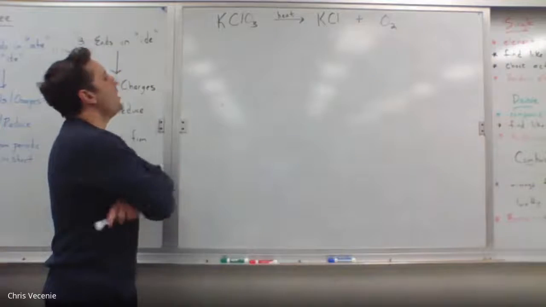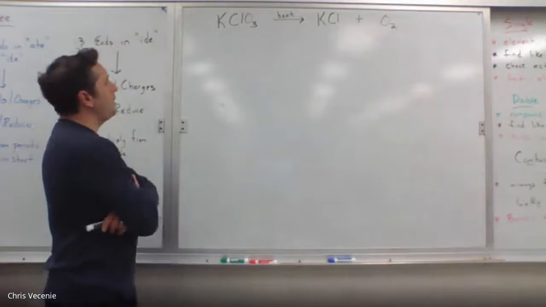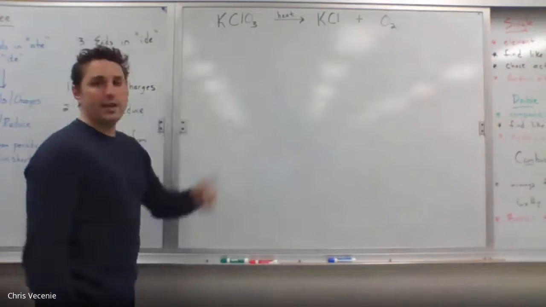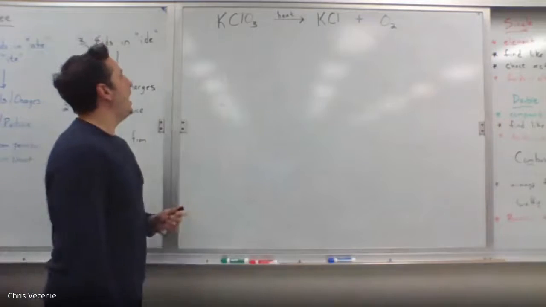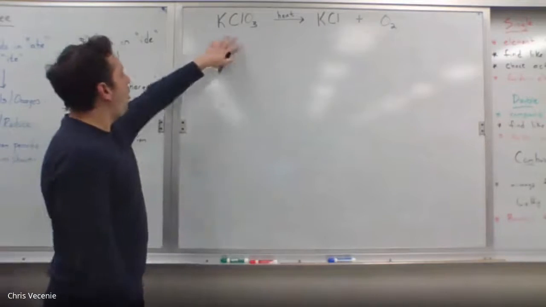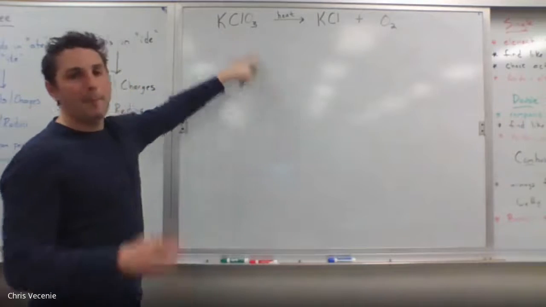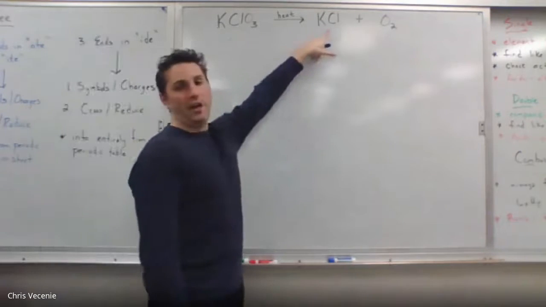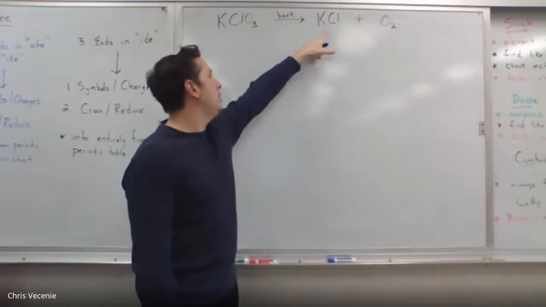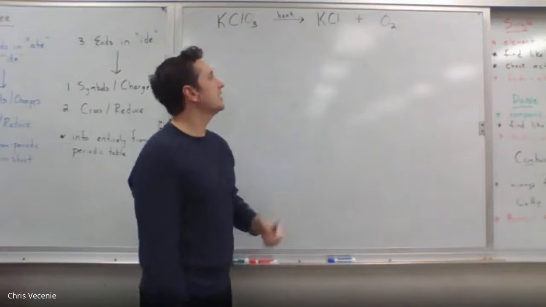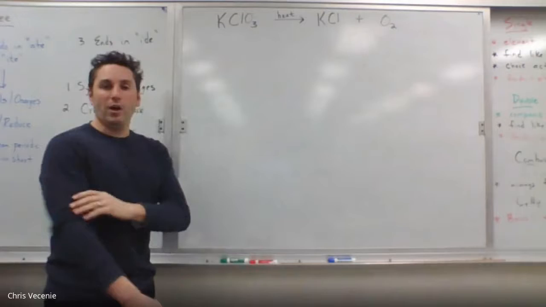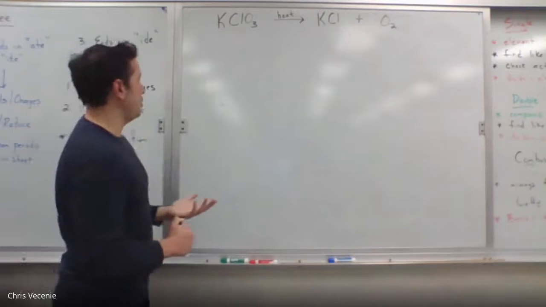Right? But we can heat this guy up where the potassium chlorate, if you look into your pre-lab packet, our Bunsen burner can get hot enough to decompose this, but it doesn't get hot enough to decompose the potassium chloride, which is good for us. So this is going to allow us to isolate the oxygen.